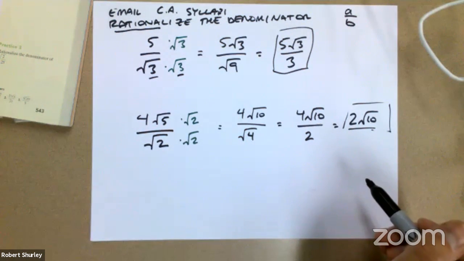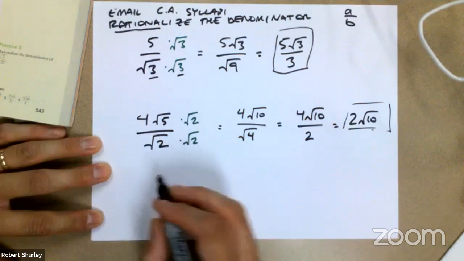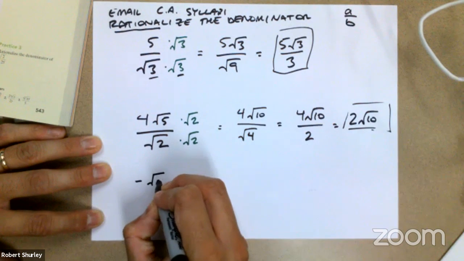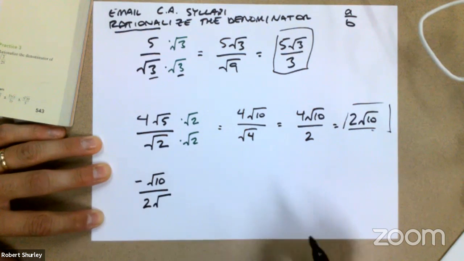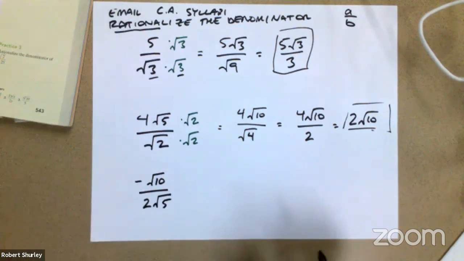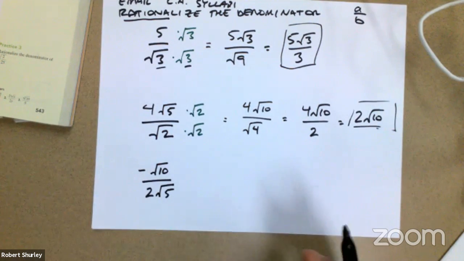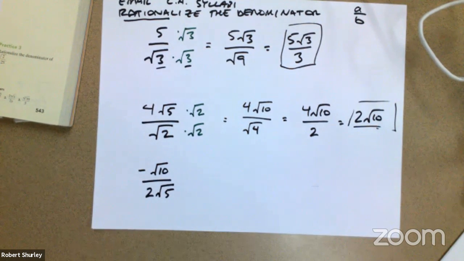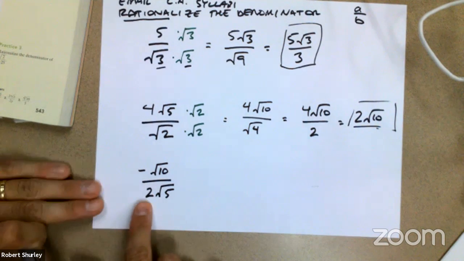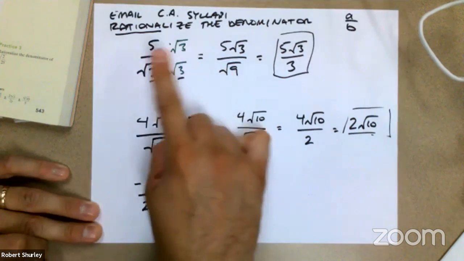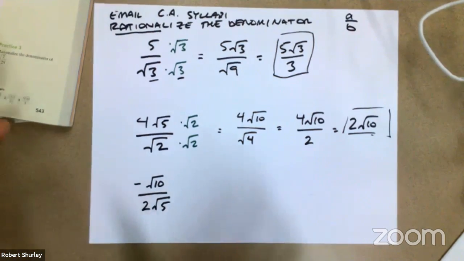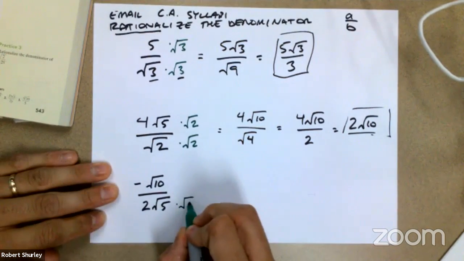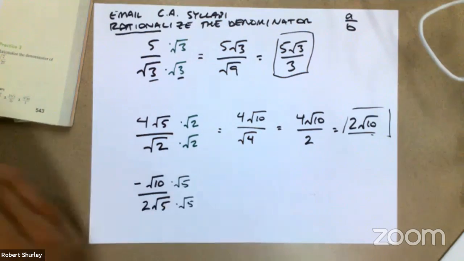Questions? It's not bad. It really isn't. So let's say we had negative square root of 10 over 2 square root of 5. So again, look, that 2 is okay to be there. In a way, it's rationalized because 2 is a rational number. The square root of 5 is not rational, so that's what we're going to have to multiply by on top and bottom.